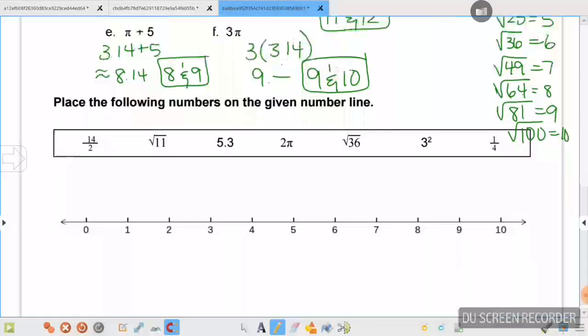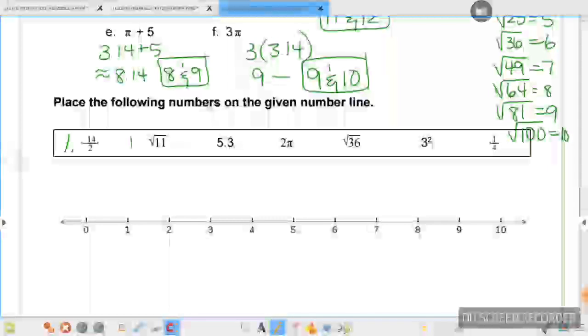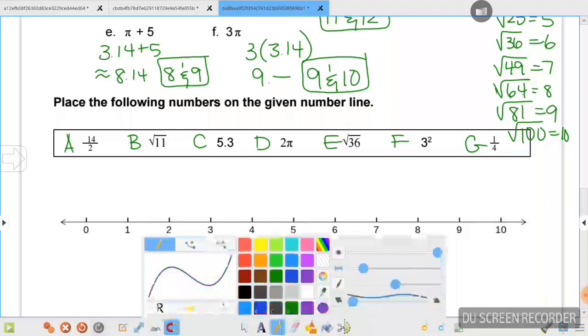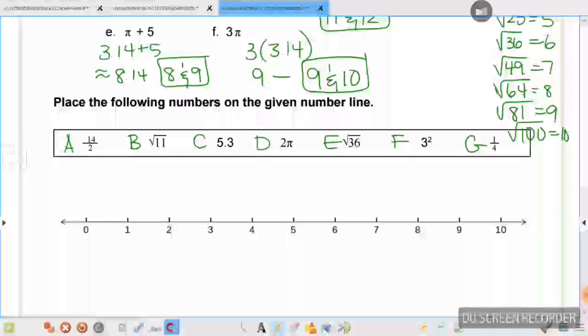Alright, lastly, placing the numbers on the number line. I should have labeled these. I'm sorry I didn't. This is A, B, C, D, E, F, and G. Okay? Excuse me. Alright, A, 14 halves, 14 over 2. The fraction bar is division, so that's 14 divided by 2, which is 7. So A goes here on 7.